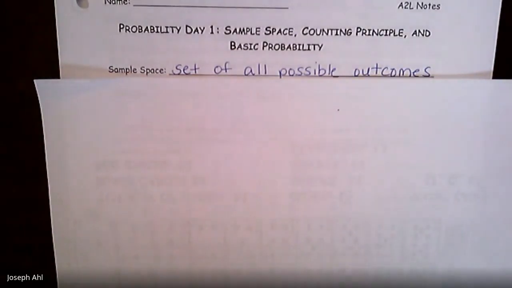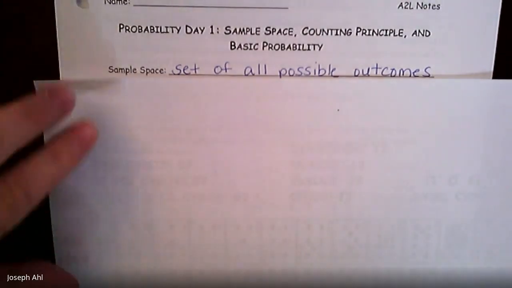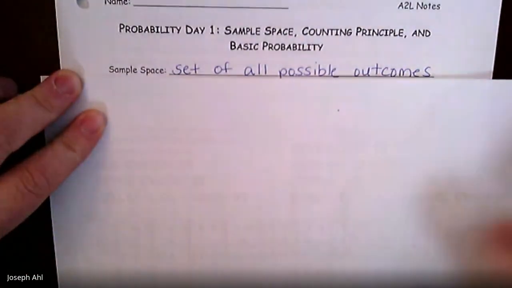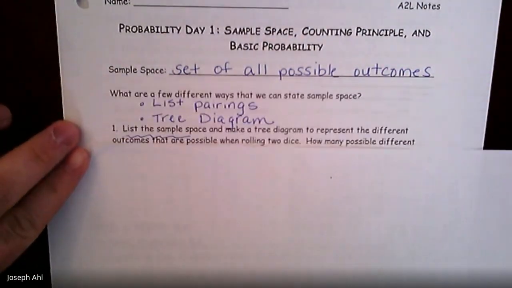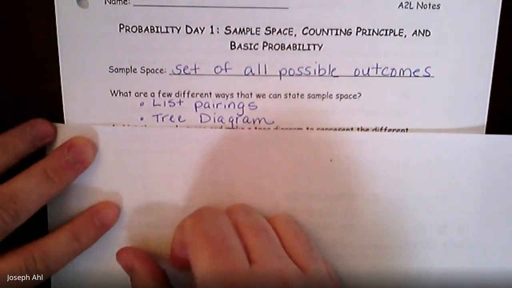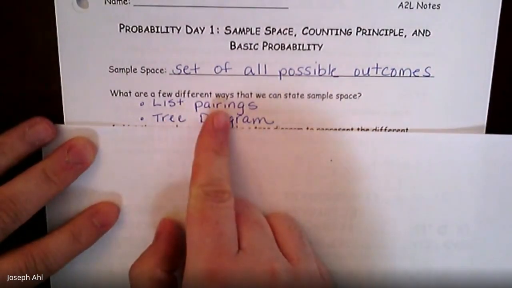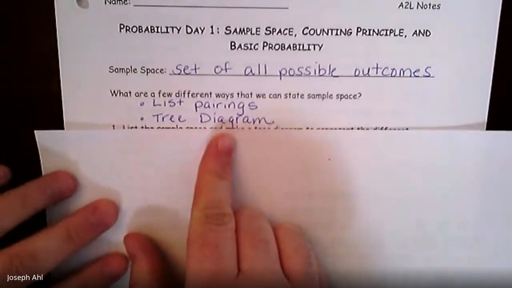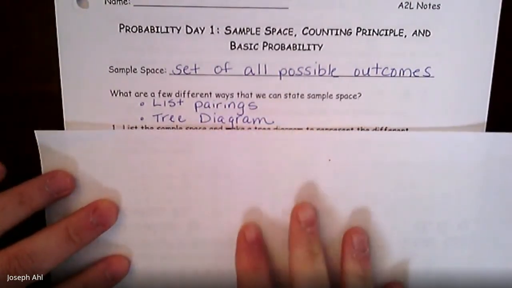For example, if I said rolling a die, there would be 6 outcomes: 1, 2, 3, 4, 5, 6. In fact, the first example is going to have us list the sample space for all the possible outcomes when rolling 2 dice. There are 2 different ways that we typically represent sample spaces. One is listing pairings, which I'll show you in a moment. The other is through a tree diagram.